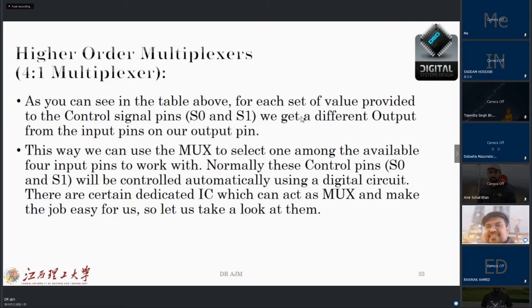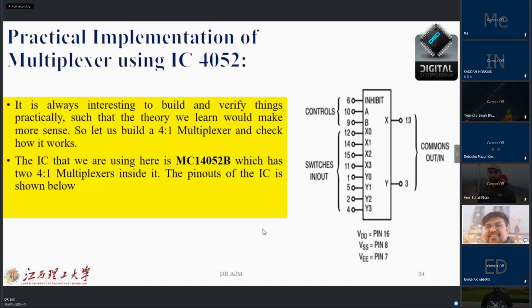There are certain dedicated ICs which can act as a MUX and make the job easy for us. So let us see what we have in real designing, some ICs like 4052, whose pinout is based on the figure that I show, and it's always interesting to pin and verify things practically.